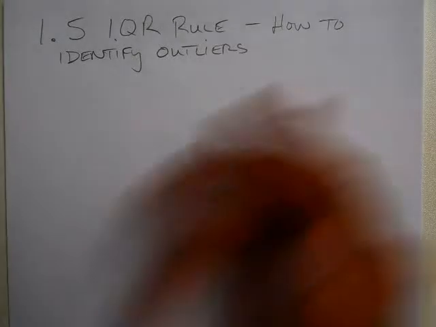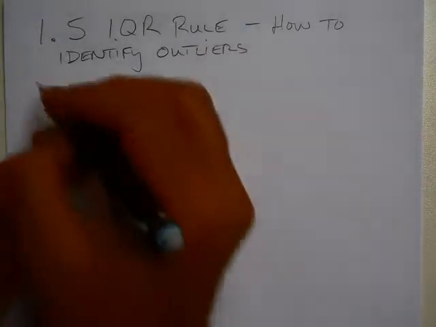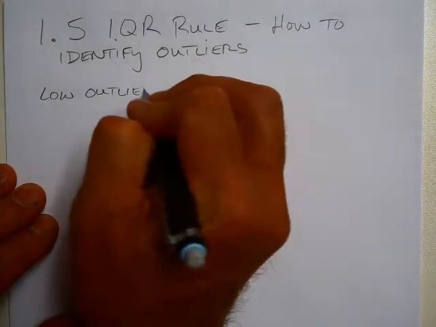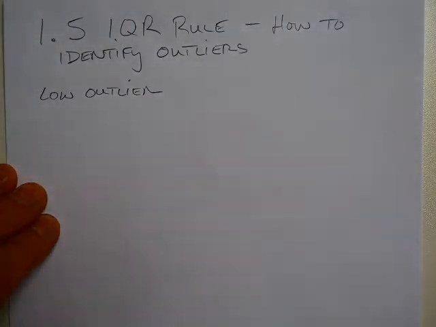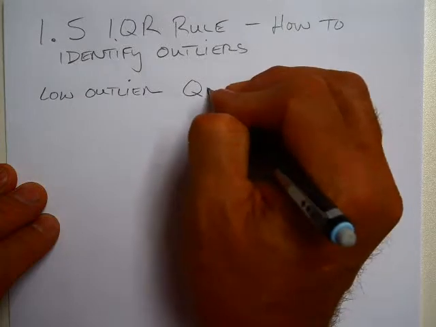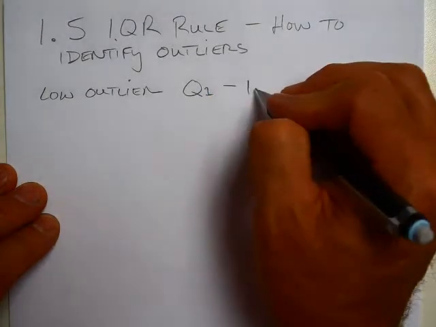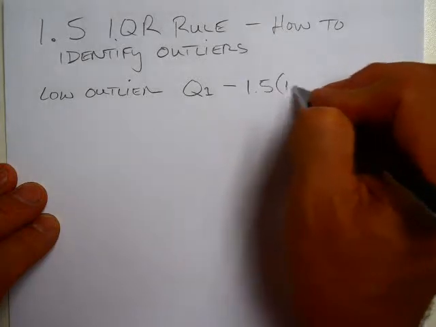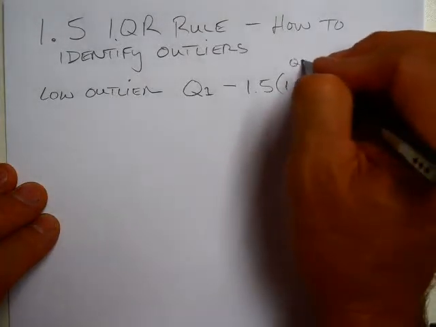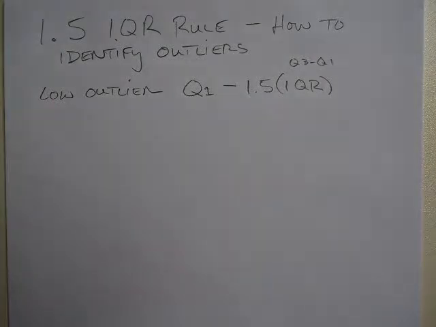So I'm going to change the data set here in a little bit, but the low outlier is calculated very simply. It's the Q1 of the set, the lower quartile of the set, minus 1.5 times the IQR. And remember, the IQR is Q3 minus Q1. It's that interquartile range.